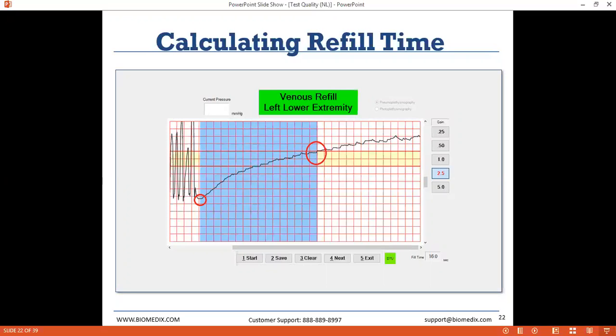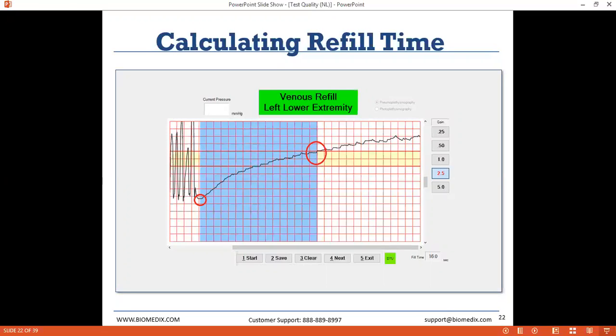So that starting point is always going to be the lowest point on that trace, the southernmost point on that trace, and then the end point where you stop calculating the refill time is where the trace crosses that top bold red line. There are two bold red lines with a yellow box. You can see it on the screen.